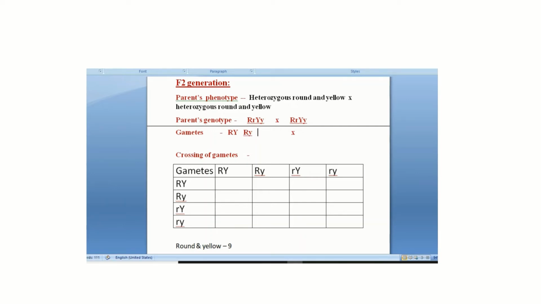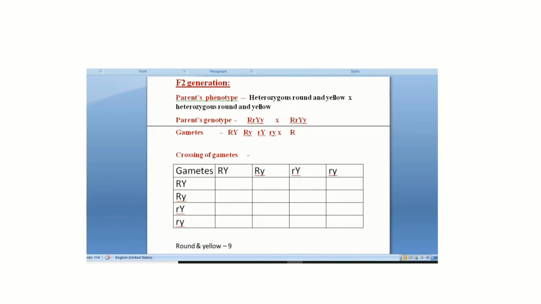Now we will take up wrinkled, what it is doing. Wrinkled can go with yellow, then wrinkled can go with green. So we got all the 4 possible gametes. The same thing we have for the second parent also here.